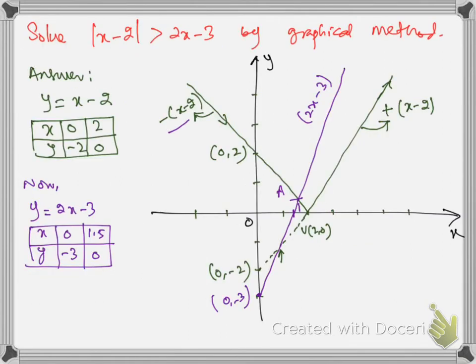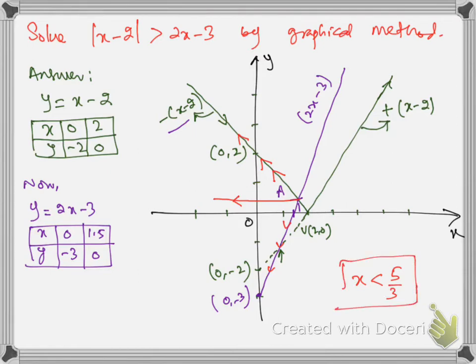If we go to the left side from the x coordinate of the turning point, we will observe that the green graph is above the purple graph, and therefore the solution would be x less than 5/3.